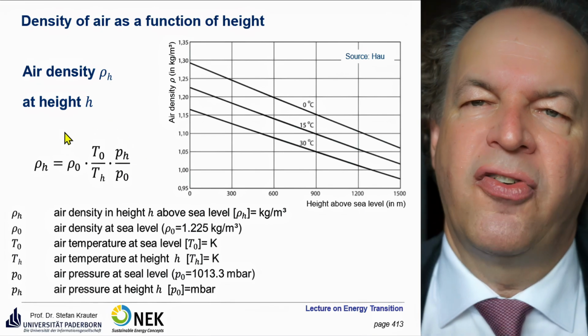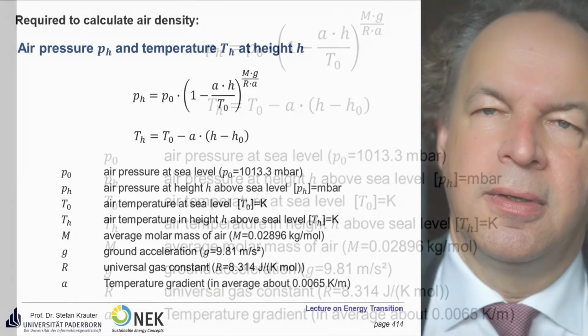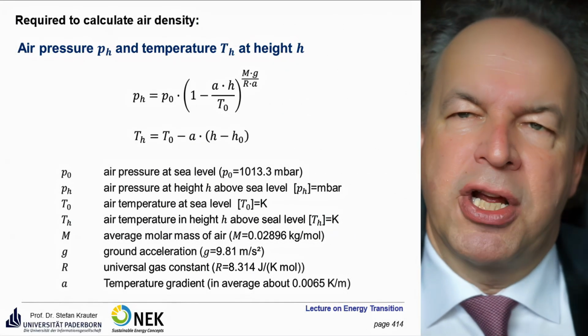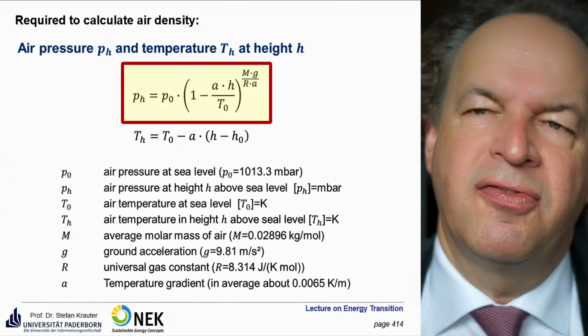This is a formula for that here. It's a linear function, so you can use this function to get a good approximation for the actual air density at a certain height and a certain temperature. Also, air pressure is changing. So this is the air pressure at a certain height. This is an exponential function.